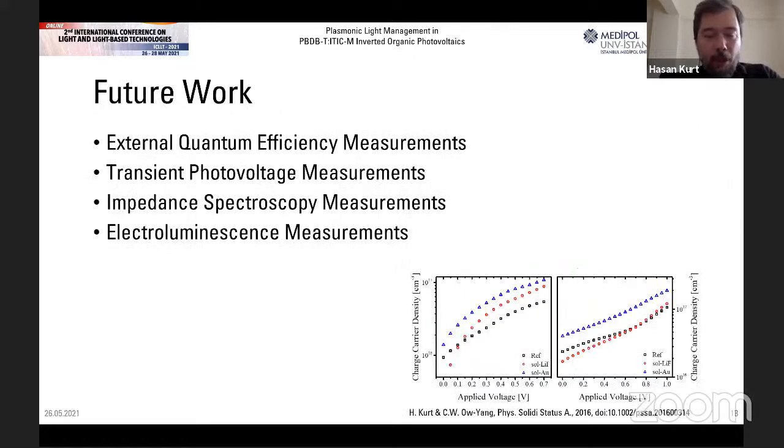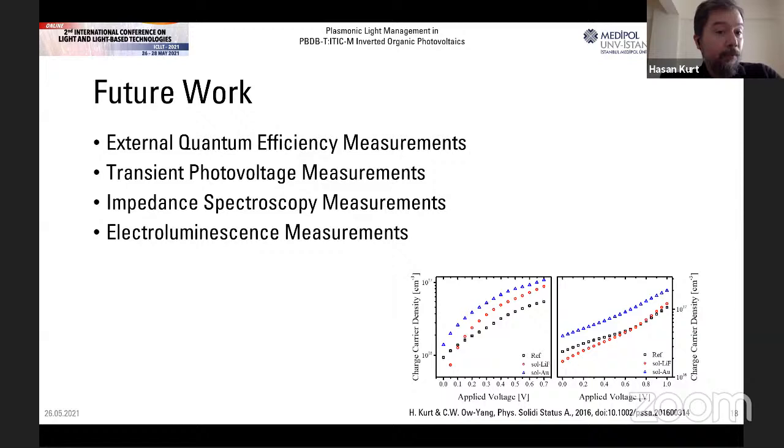And in future work, we are going to continue with the external quantum efficiency measurements of these structures. And we are also going to check transient photovoltage measurements and impedance spectroscopy for steady state, so we can get how much charge carrier density we can produce inside the device. And we are also going to check if these extra charge carriers are affecting the electroluminescence of the device.